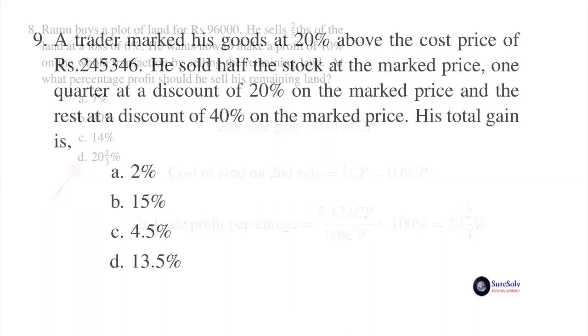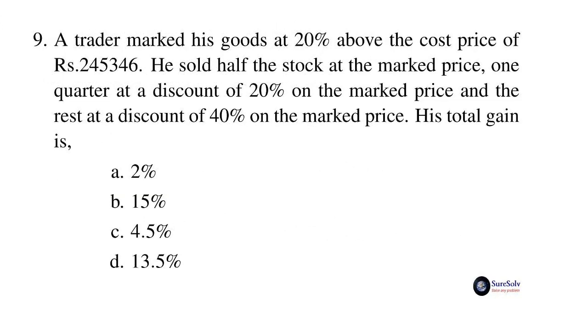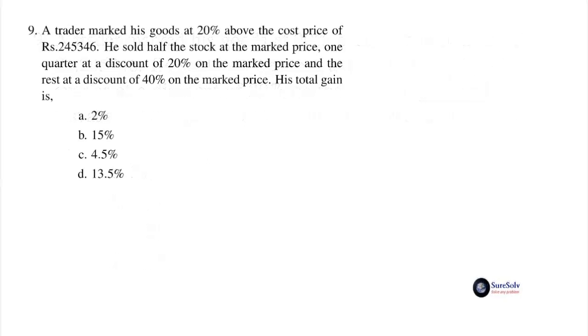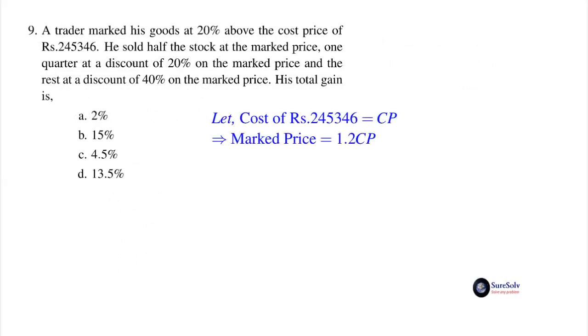The ninth question now. A trader marked his goods at 20% above the cost price of rupees 245,346. He sold half of his stock at marked price, 1/4 at 20% discount on marked price, and the rest at 40% discount on marked price. Find his total gain. This is an interesting question that seems difficult because of the large cost price. But you would see that finally the solution doesn't depend on this cost value.